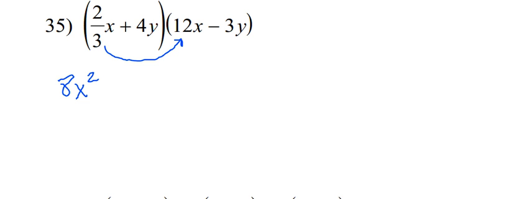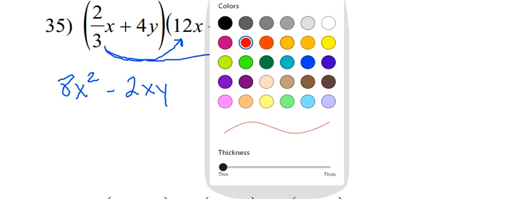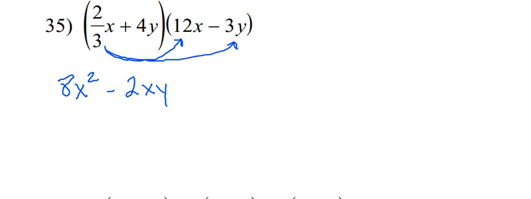Then you've got 2/3 x times negative 3y. And so that's going to be negative 2, and then x times y is xy. Since we don't know what either x or y is, we just have to leave them separate.